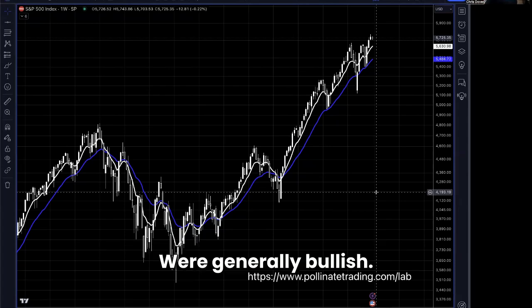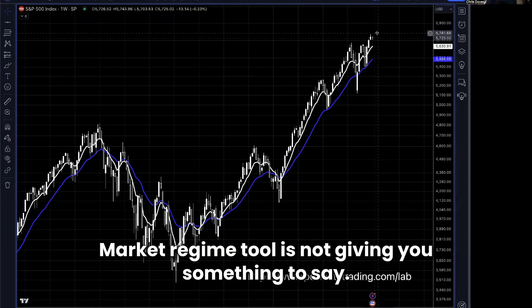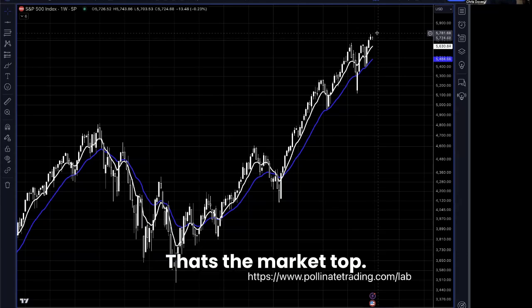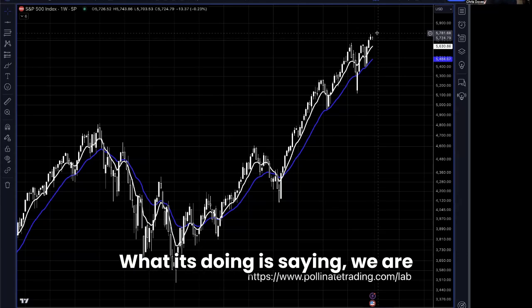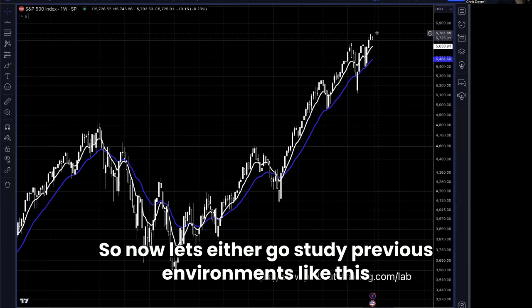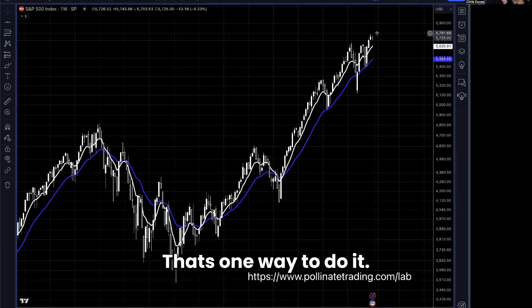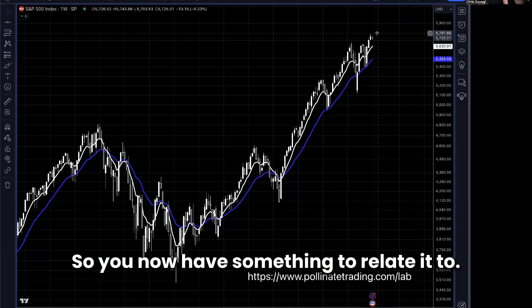We're generally bullish. Could we be topping? Sure. The market regime tool is not giving you something to say that's the market top. That's not what it's doing. What it's doing is saying we are generally in a bullish market environment. So now let's go study previous environments like this and see what information we can get from it. That's one way to do it. So you now have something to relate it to.